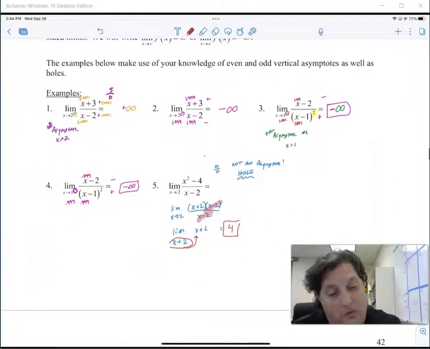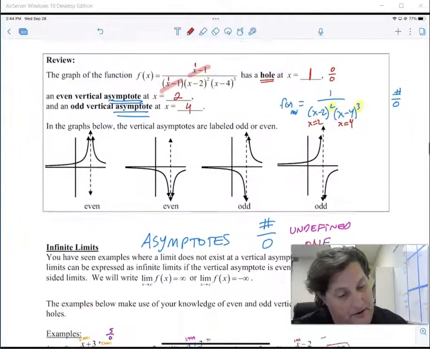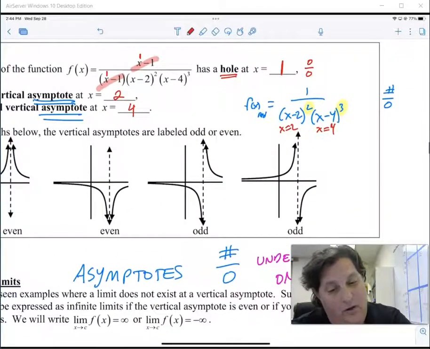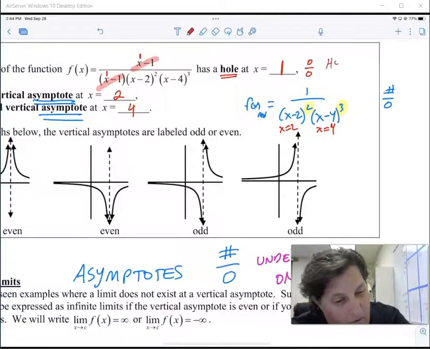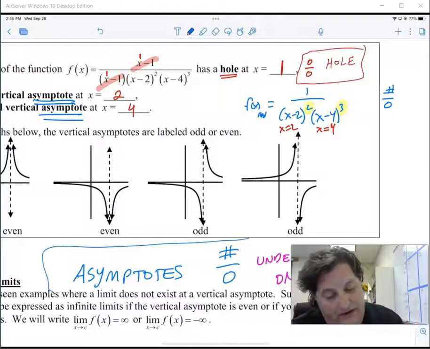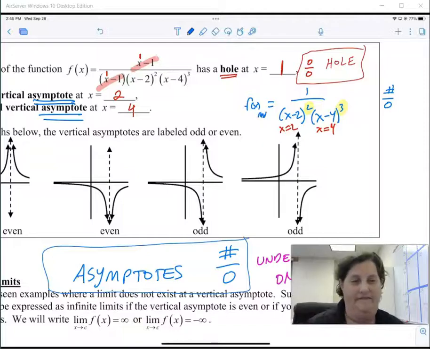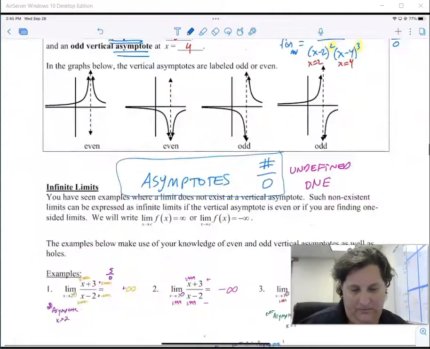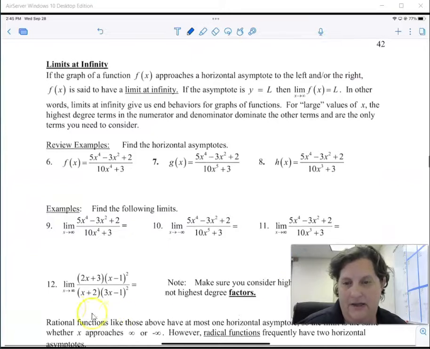So the big thing that you want to remember from this, which we can put up here: 0 over 0 makes a hole. A number over 0 makes an asymptote, and we've got to figure out which infinity it goes to. Okay? All right, awesome. Let's skip to this next part.